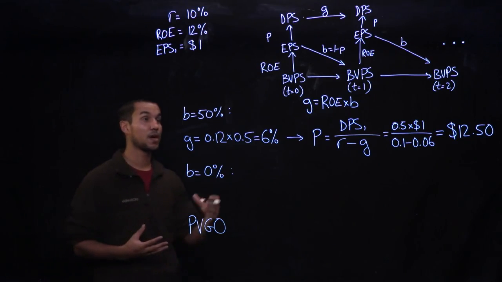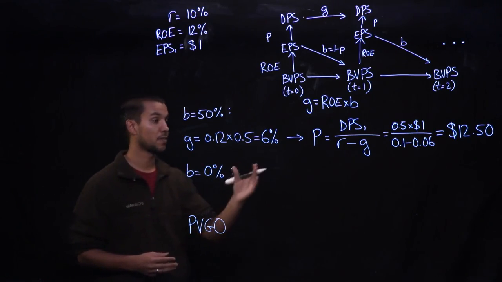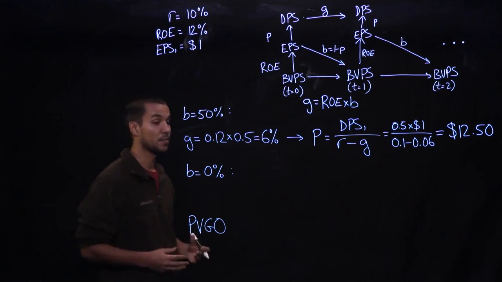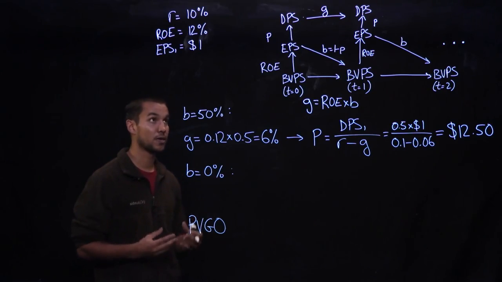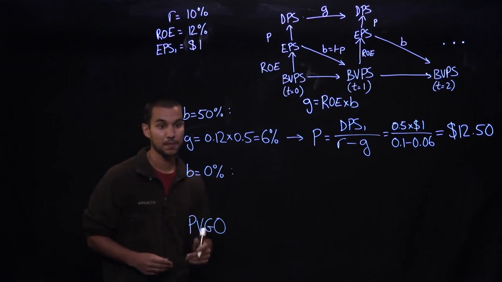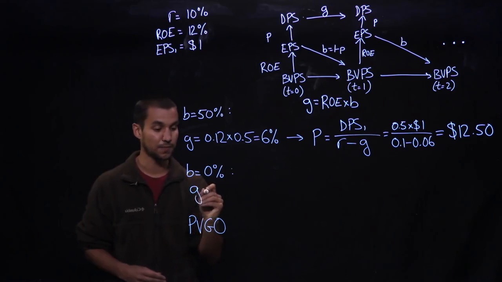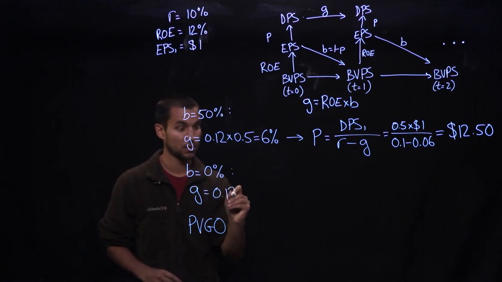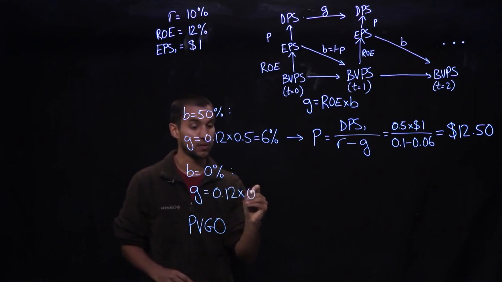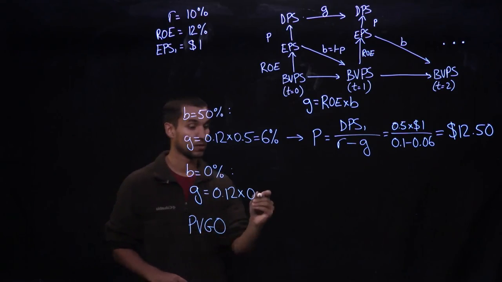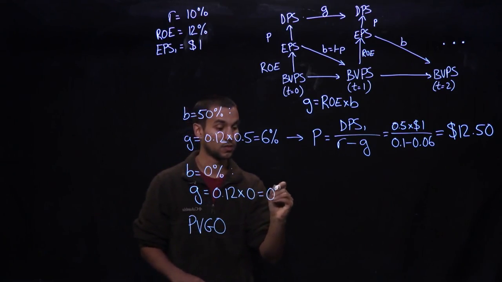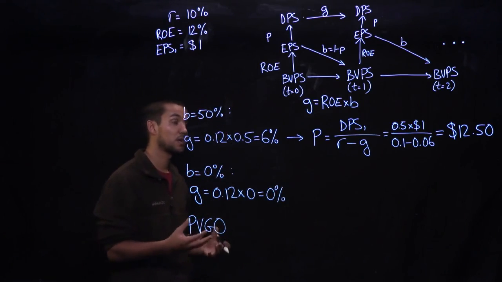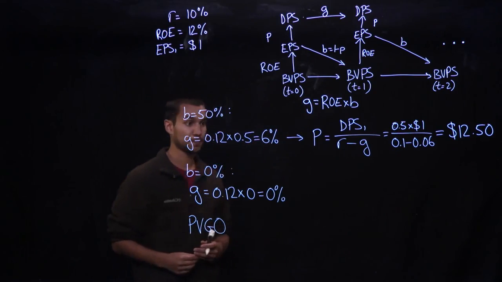Now let's see what our framework would tell us that the price of this company would be under the scenario where they don't plow anything back into the company and they pay all their earnings out in the form of dividends. In this case, the growth rate G is equal to, again, ROE, 12%, times 0, because the plowback ratio is 0. And so the growth rate is 0%.